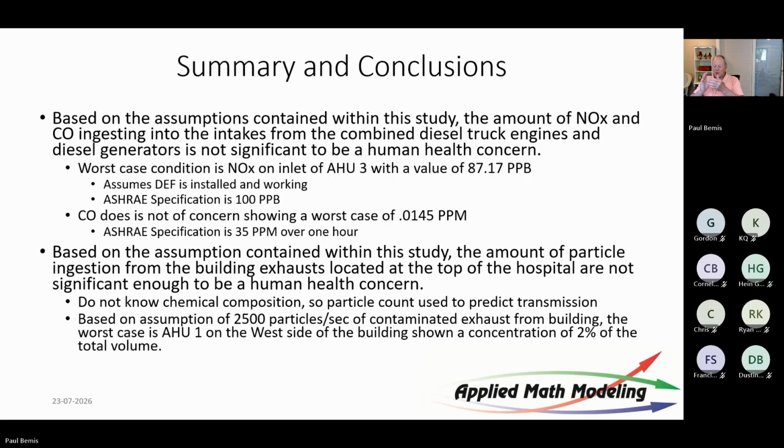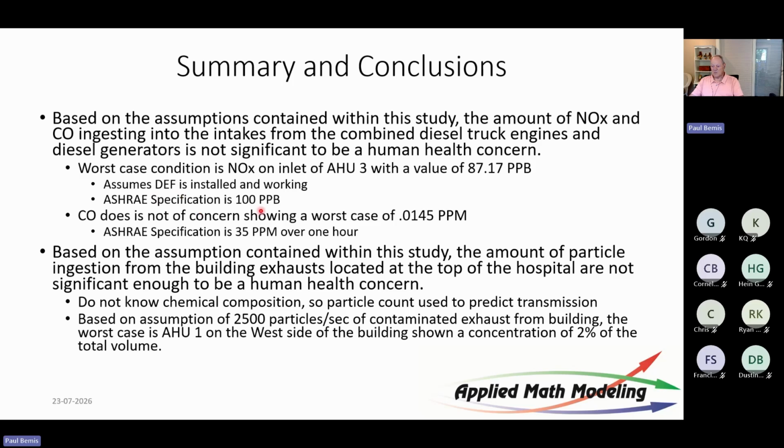So that's really the conclusion here. We were able to take a building, put the inlets and outlets on it, put diesel generators in the environment, run them, and then take a look at the worst case condition. So the worst case condition in this particular scenario for NOx on inlet O3, we can even predict which one is the highest, as a value of 87. That does assume the diesel exhaust filter is working, installed and working correctly.